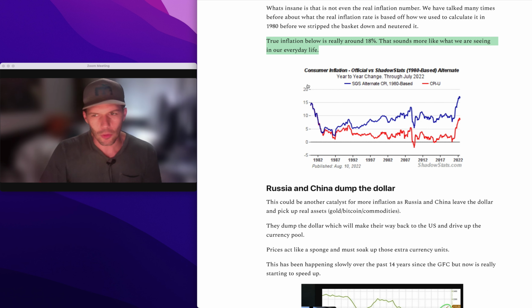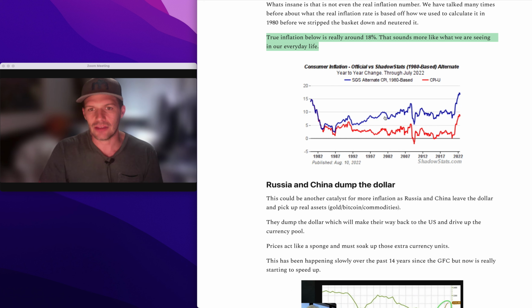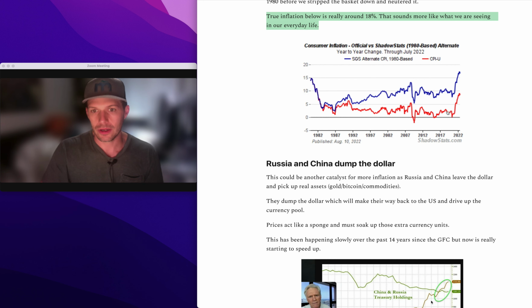Yeah, that sounds a little more accurate. So we can see the actual 1980 version they changed here to make things look better. Well, we've had a lot more inflation in the last 40 years than people even realize. This is the government's CPI lie, as Mike Maloney says down here.